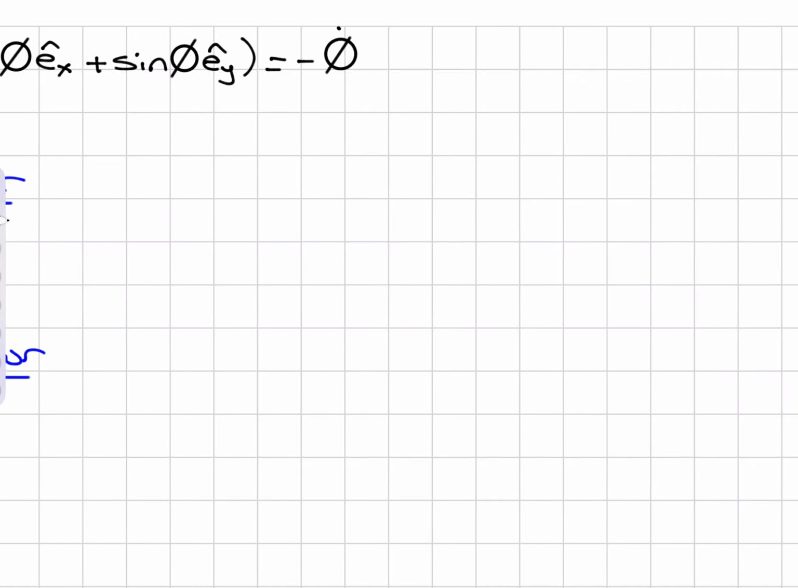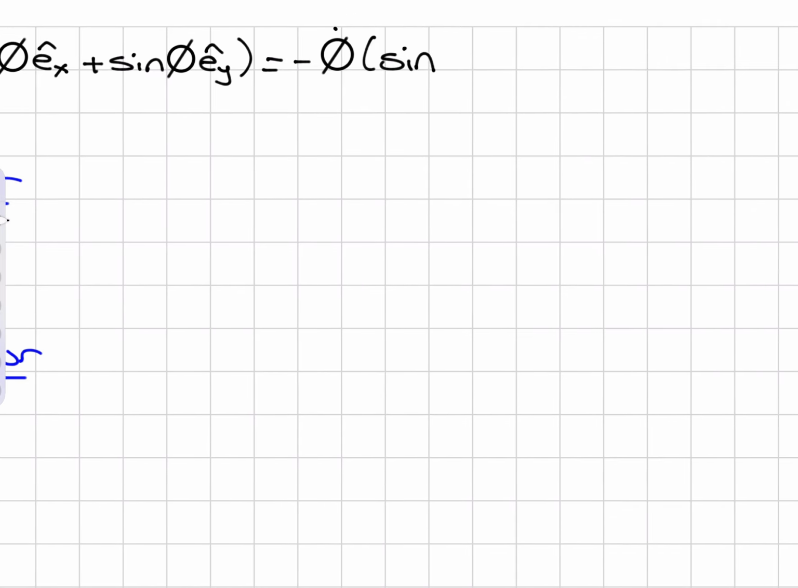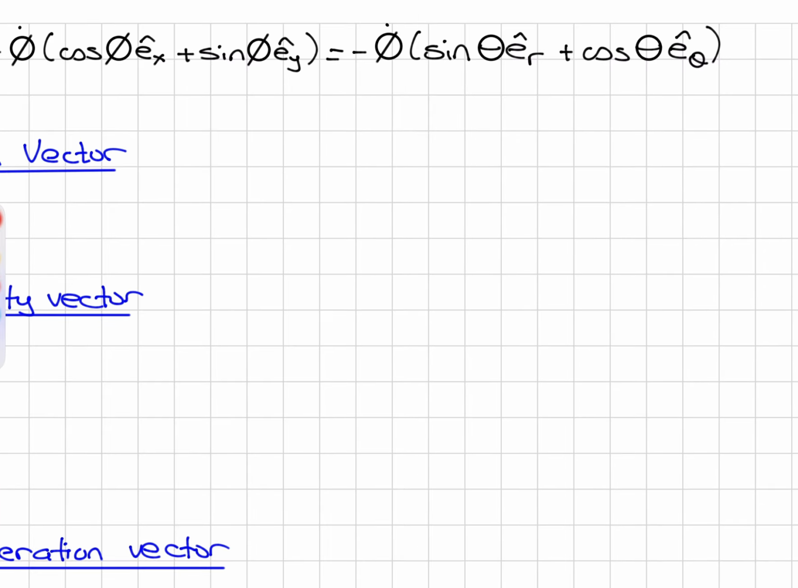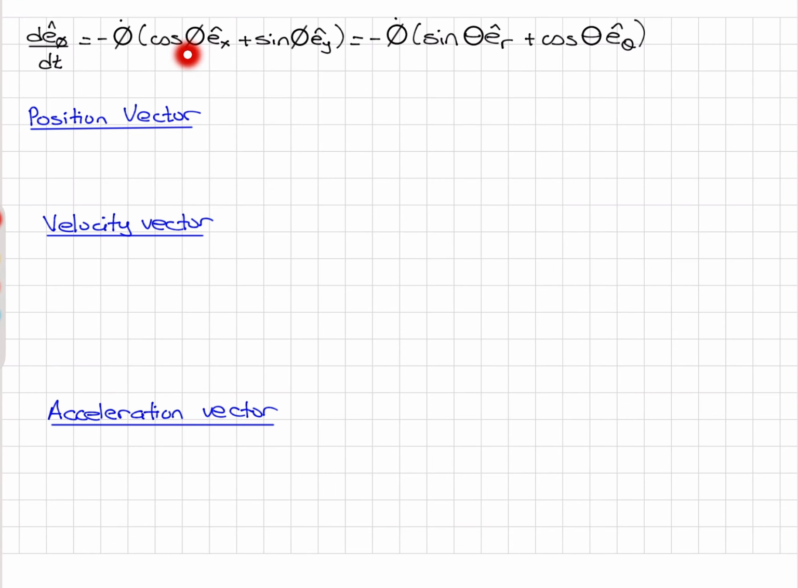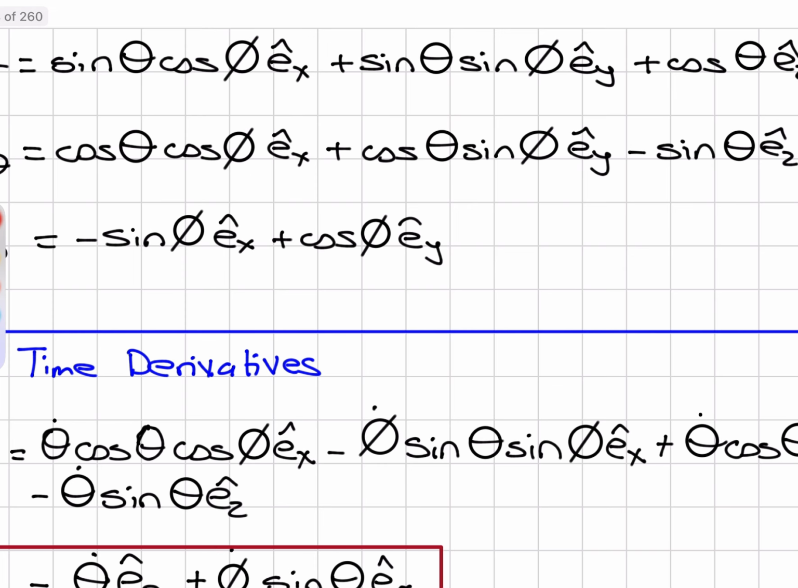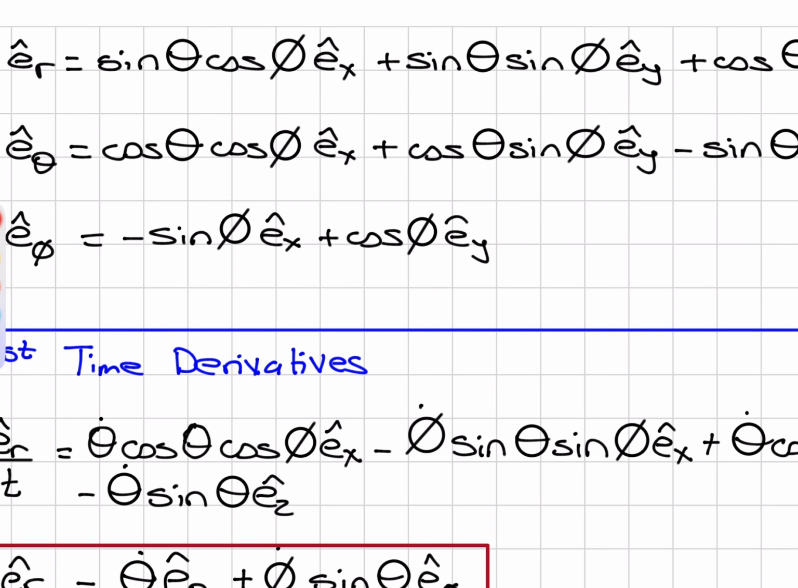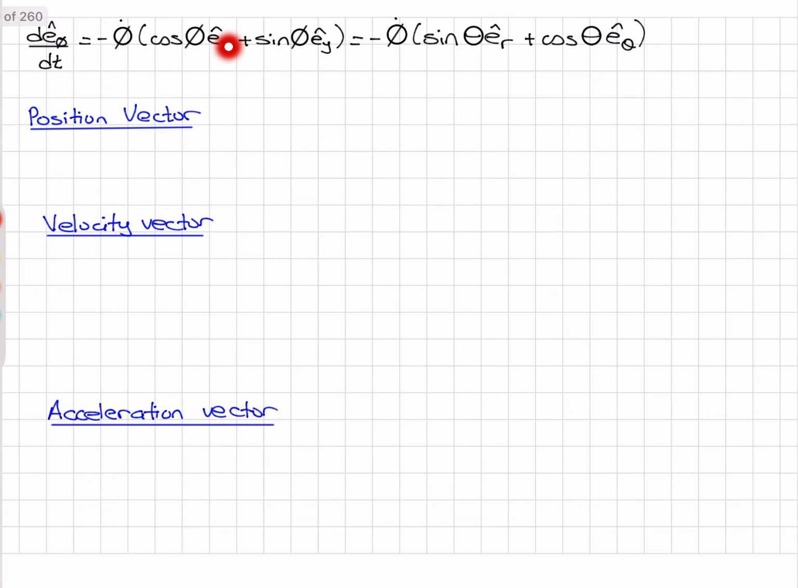dot (sine theta er hat plus cosine theta e theta hat), because sine theta er hat plus cosine theta e theta hat gives me this. So once again, sine theta, sine square theta, and cosine theta, cosine square theta. When I add them up, I would get the cosine phi ex hat that I'm looking for here.